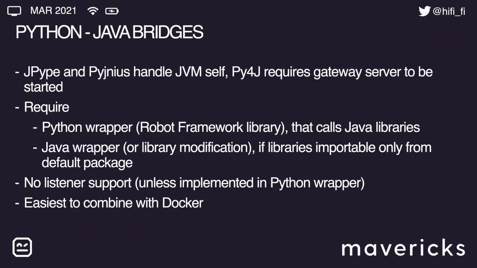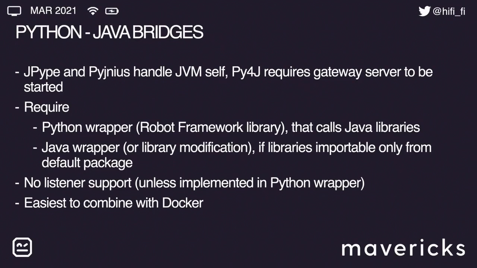So JPype and Py4J, which are quite alike, handle the JVM starting themselves, and Py4J uses a bit similar approach to the remote library. So the Java code has to be started in the gateway server, and then the Python client just connects to that server.